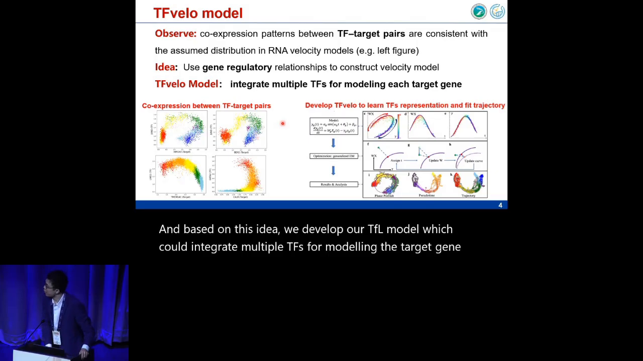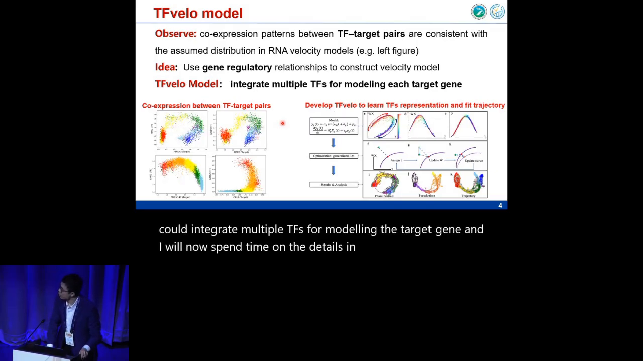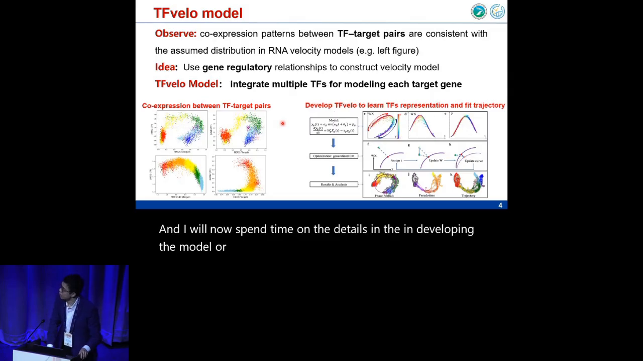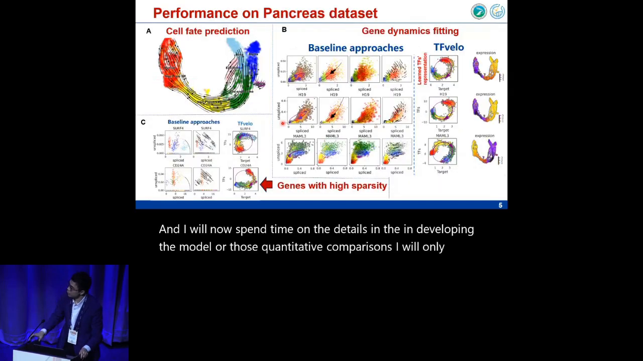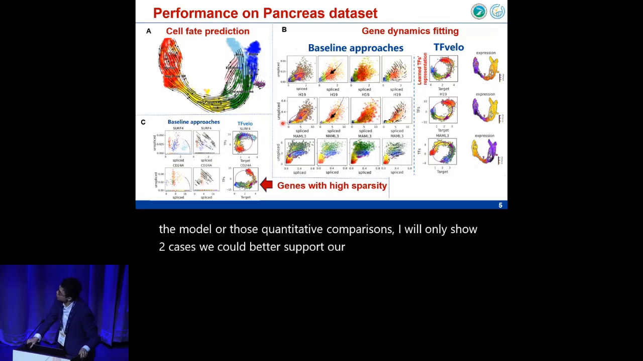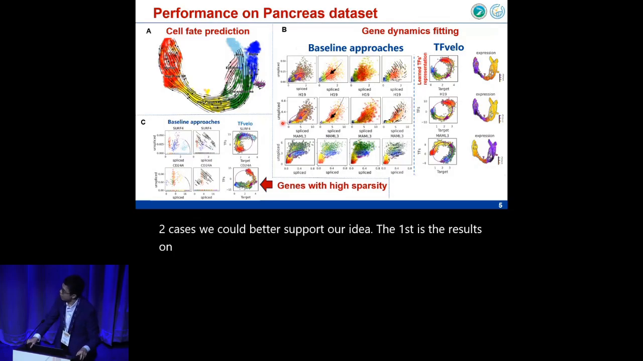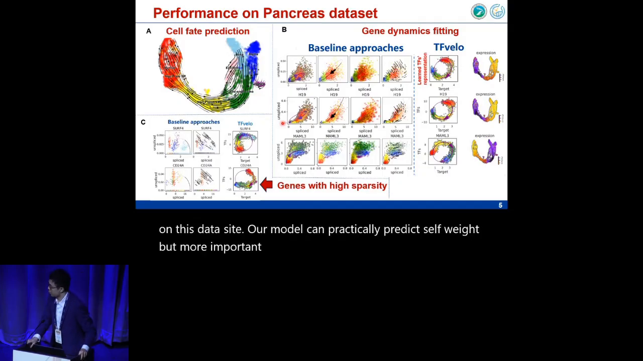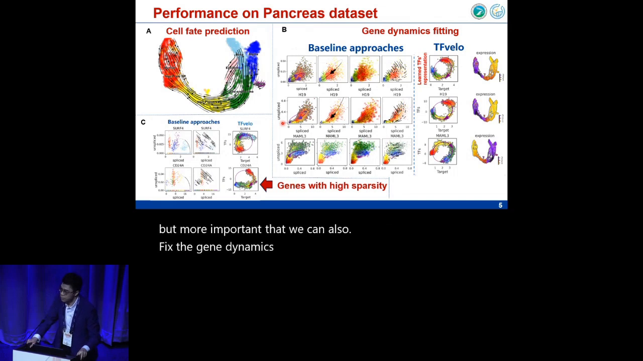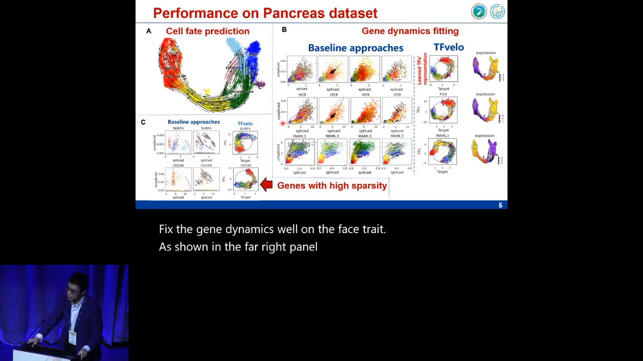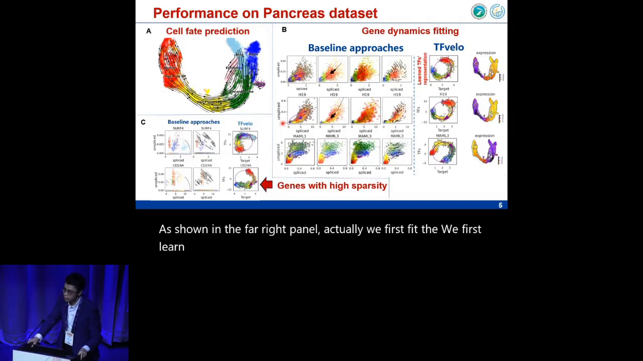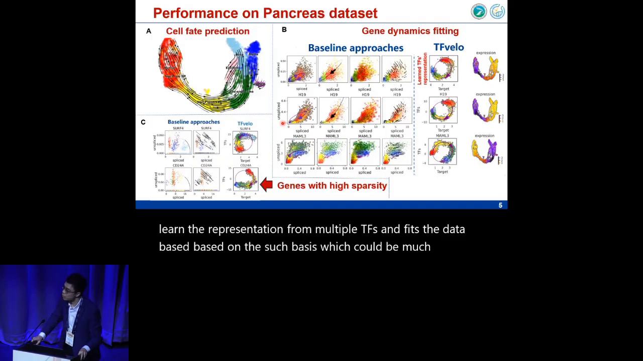I will not spend time on the details in developing the model or those quantitative comparisons. I will only show two cases which could best support our idea. The first is the results on this data set. Our model can correctly predict the cell fate, but more important is that we can also fit the gene dynamics well on the phase portrait, as shown in the far right panel. We first learn the representation from multiple TFs and fit the data based on such a basis, which could be much more reliable and stable.